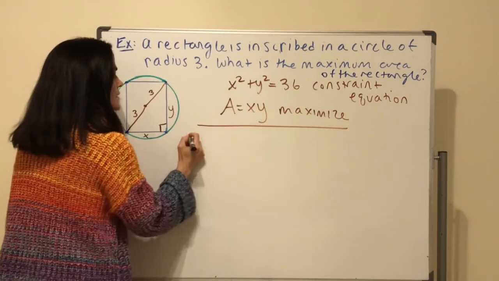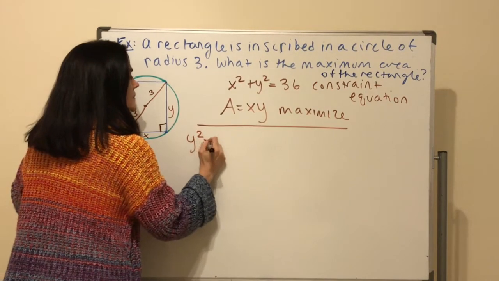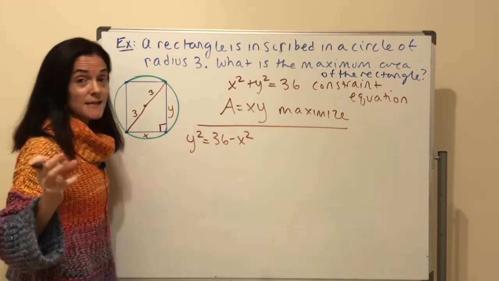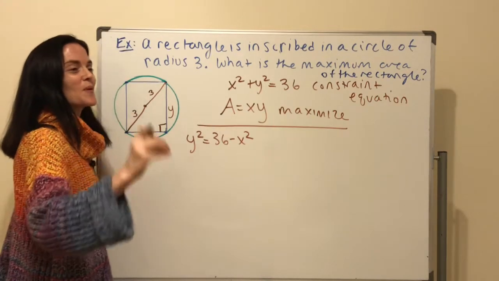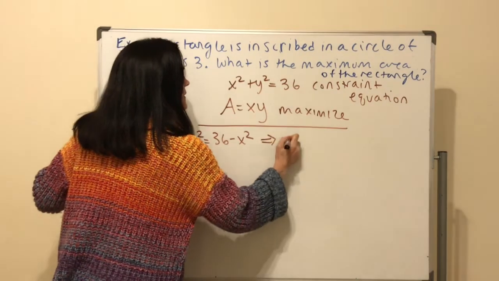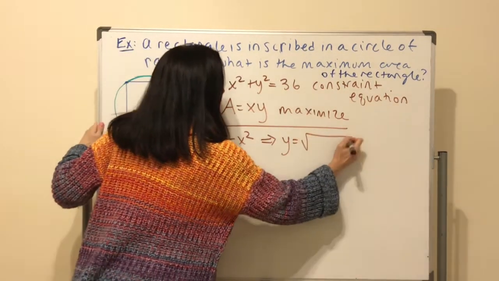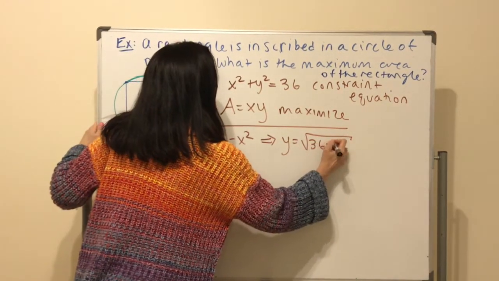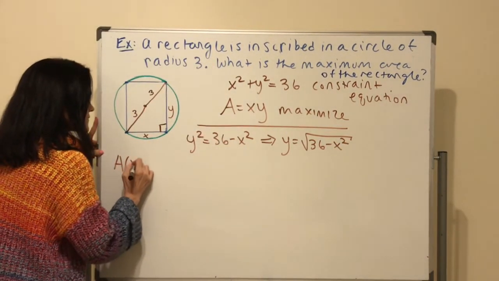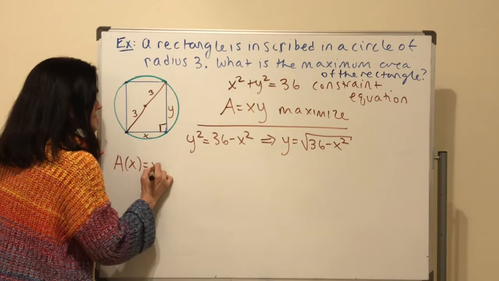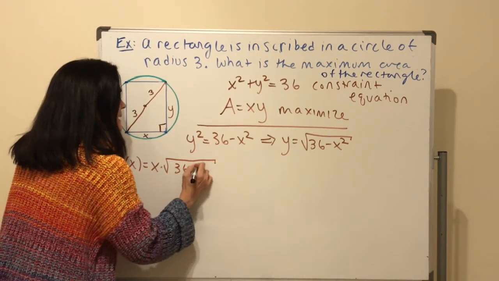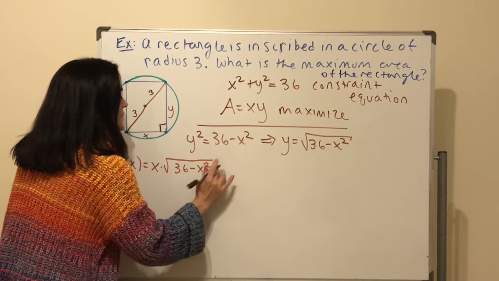Well, here y squared is 36 minus x squared. y and x are both lengths, so they are both positive, which means y is the positive square root of 36 minus x squared. Now I can write area as a function of x. It's x times the square root of 36 minus x squared.